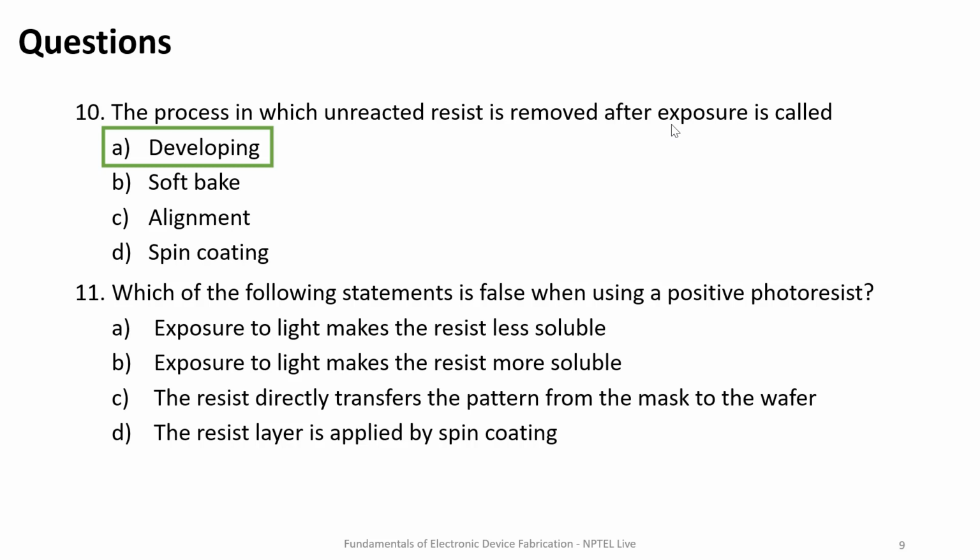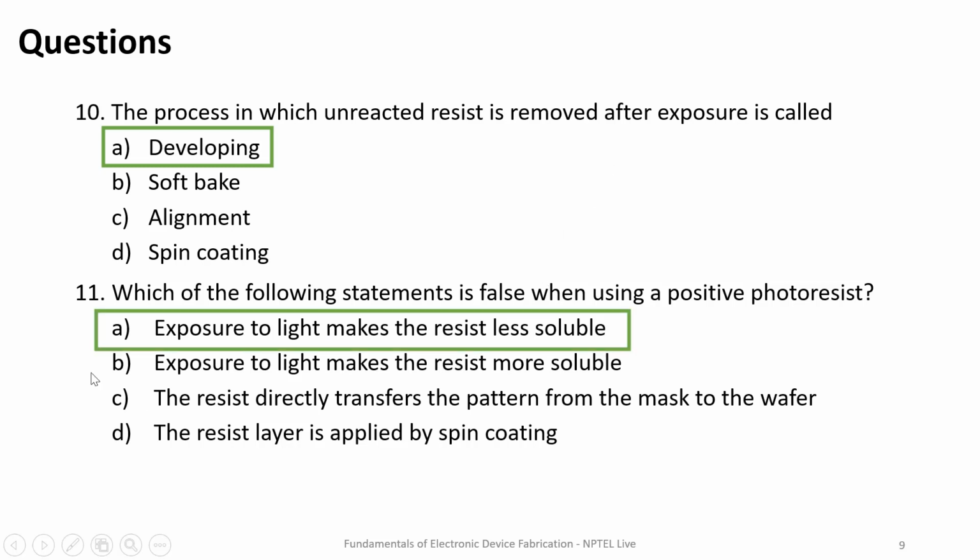The resist layer is applied by spin coating. So if you see options A and B, exposure to light makes the resist more soluble or less soluble for positive photoresist. Option A, more soluble. So in case of positive photoresist, exposure to light makes the resist more soluble, right? So option A is wrong. So that is the answer here.